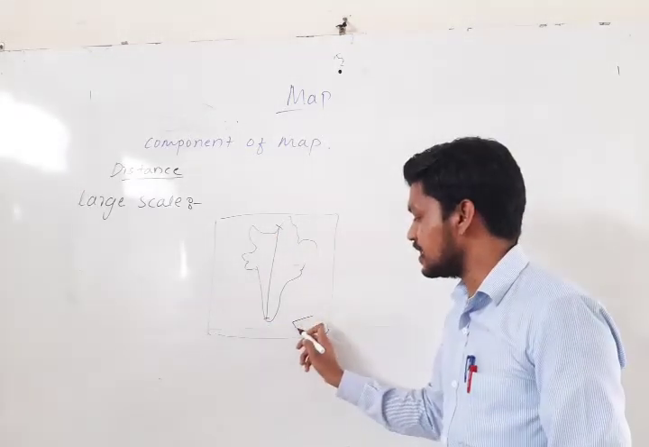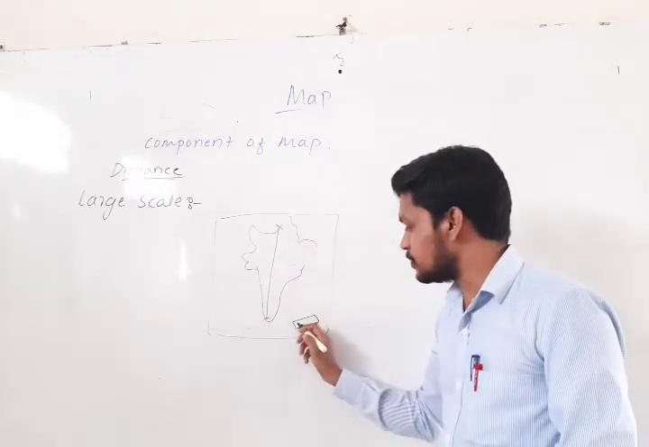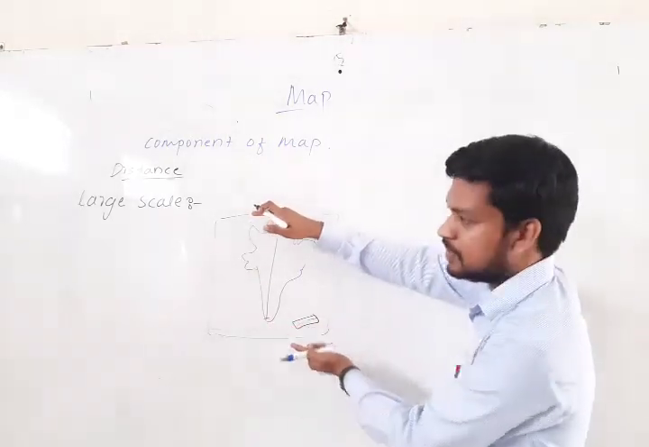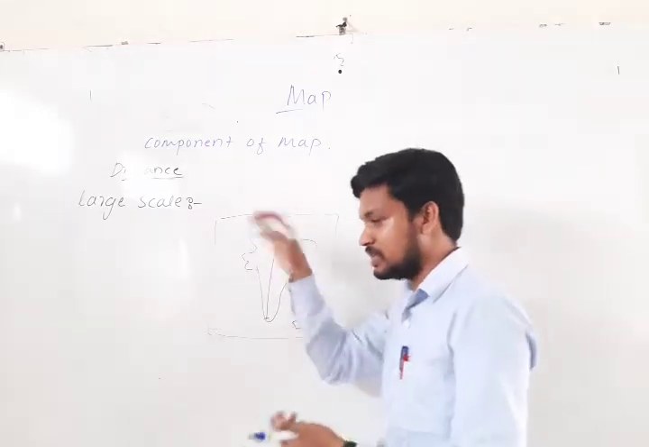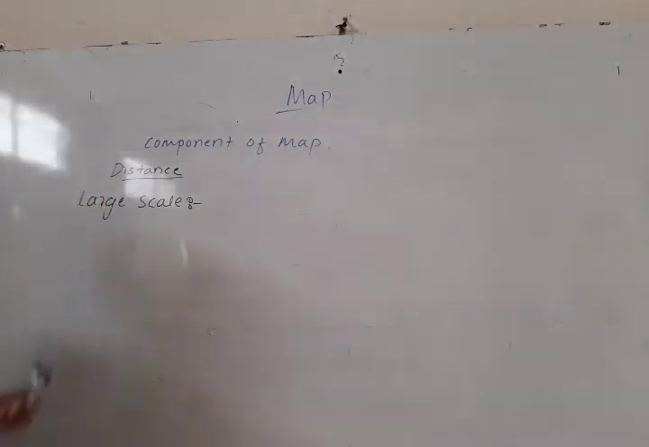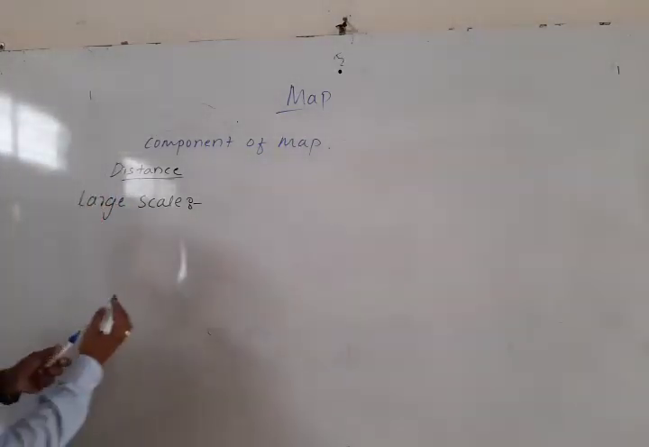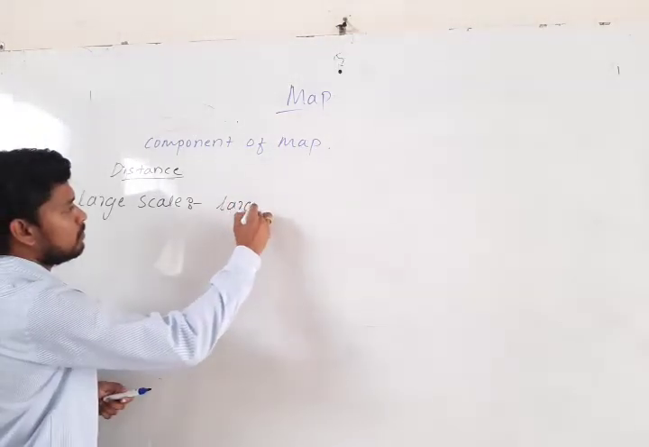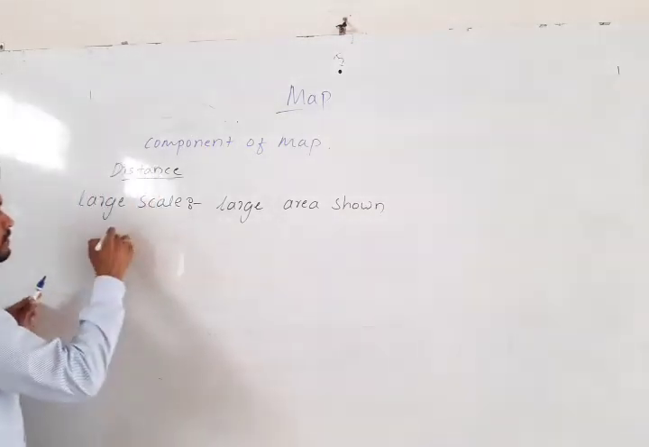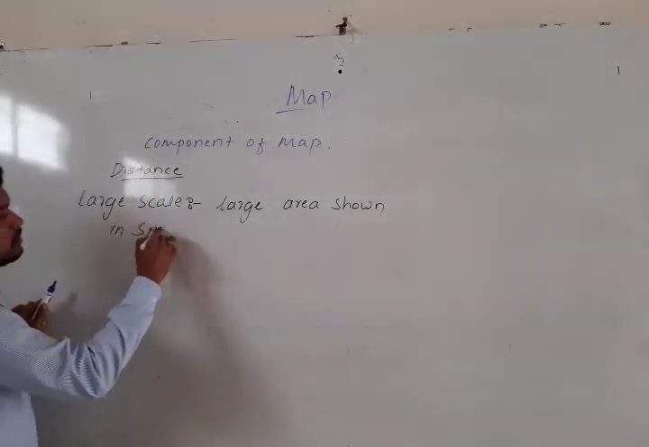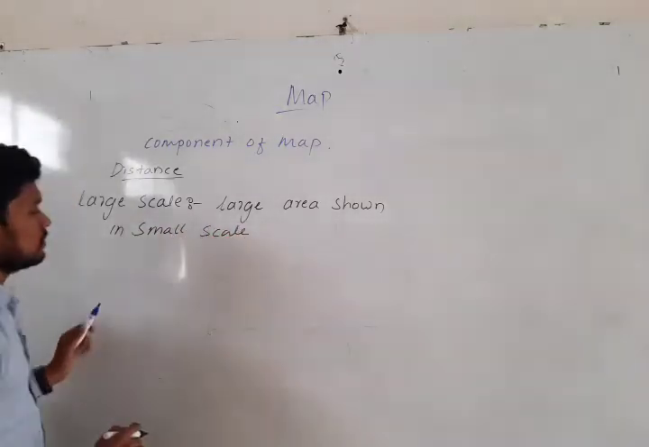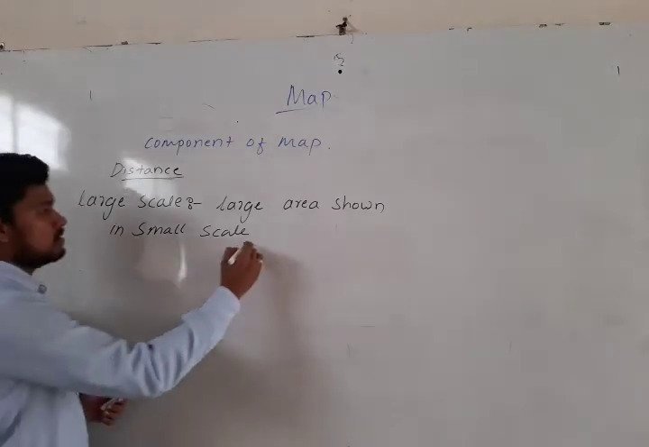It's a large scale. Means the large area shown in a small scale. Large area shown on a small piece of paper is called a large scale. Then the opposite is the small scale. First we will discuss large scale. The large area shown by using a small distance is called as large scale.